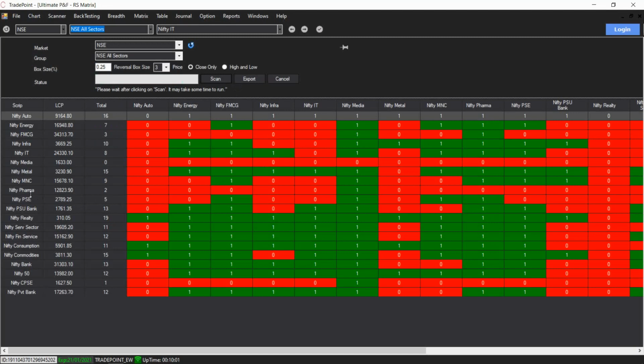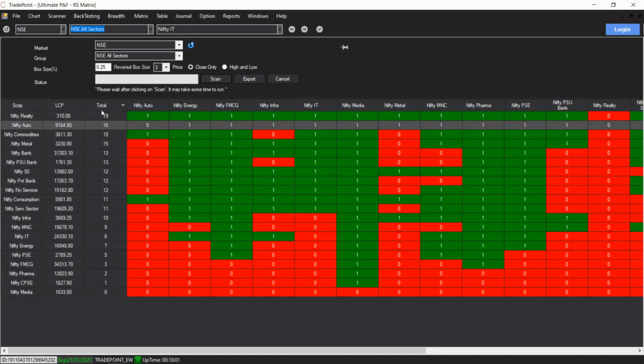Now it will calculate the performance of every sector against every other sector, and this column tells you that a particular sector is outperforming how many other sectors. So this score is 19 for the realty sector. It is telling you that this sector is outperforming all other sectors.